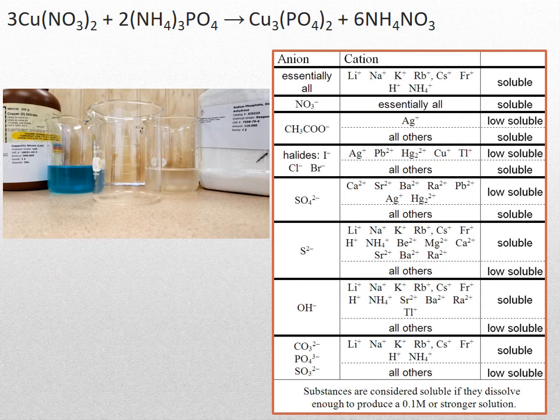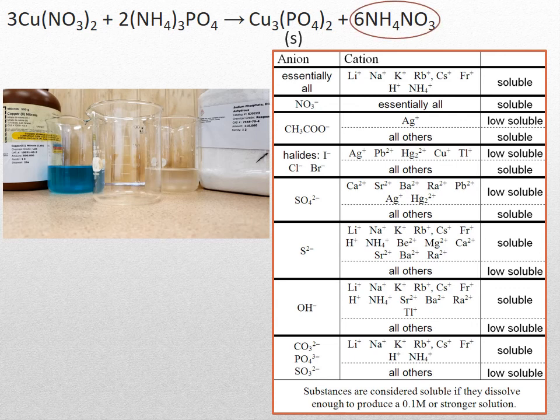Now let's determine if the products are solid, aqueous, or liquid. We'll start with copper 2 phosphate. So we go down the anion list and look for phosphate. And it says that it is soluble with lithium, sodium, potassium, rubidium, cesium, francium, hydrogen, and ammonium ion. And we don't have any of those cations. Our cation is copper 2 ion, so it falls into the all others category. And all others are low soluble, so we write a solid next to copper 2 phosphate.